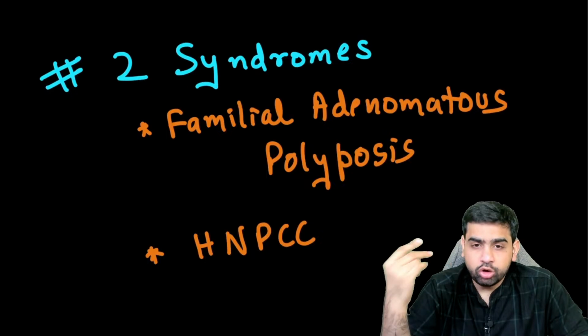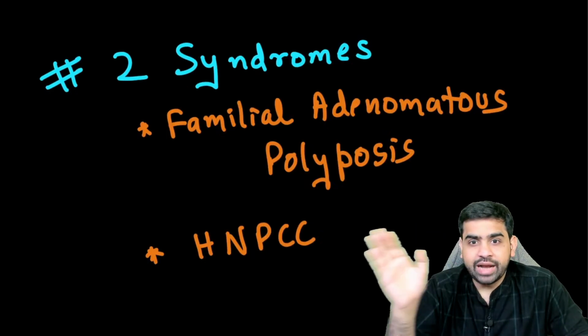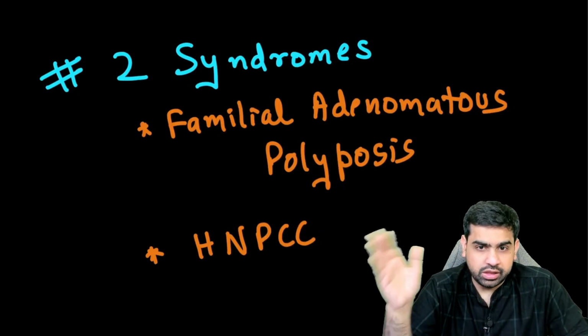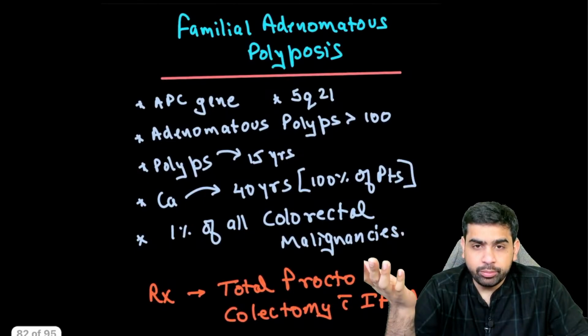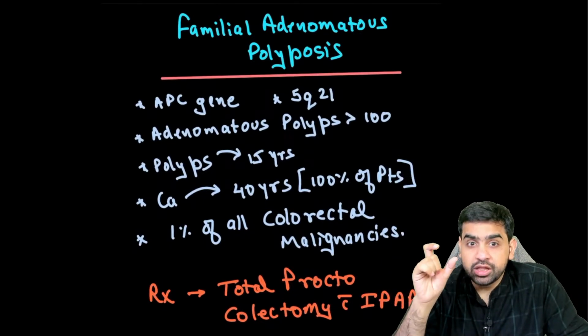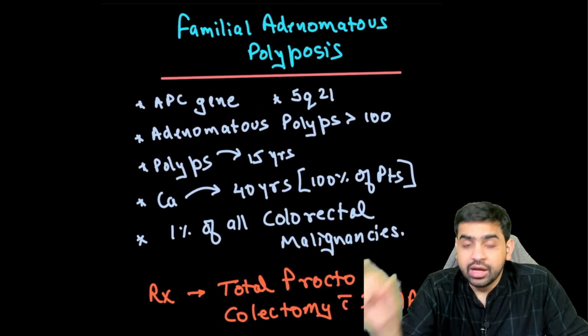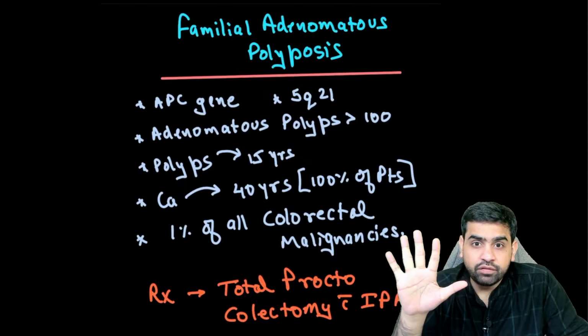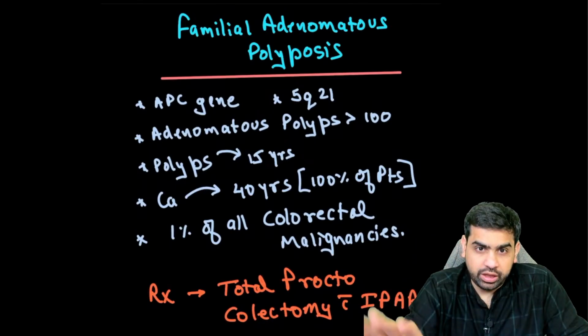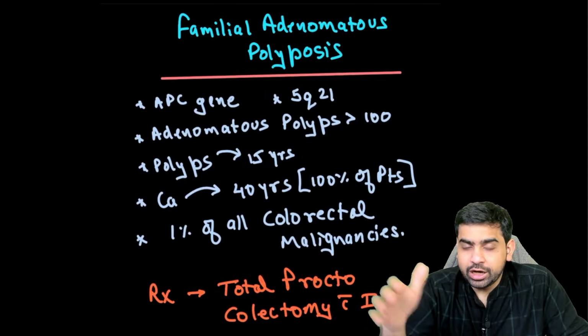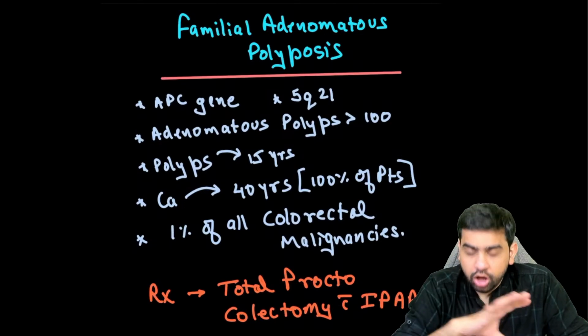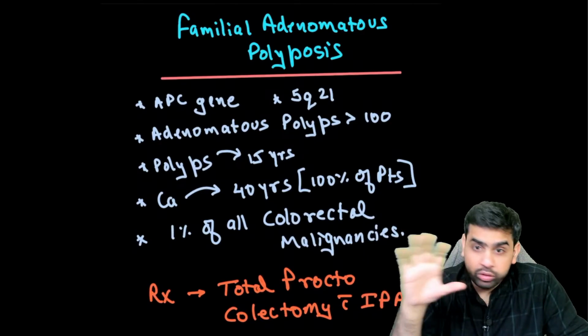Now, there are two syndromes which you need to understand over here: familial adenomatous polyposis and the HNPCC. So, what is this particular familial adenomatous polyposis? This is basically caused by the genetic mutation, APC gene mutation. This is present at the 5q21 gene. Now, in this familial adenomatous polyposis, you basically have more than 100 polyps. Okay, more than 100 polyps.